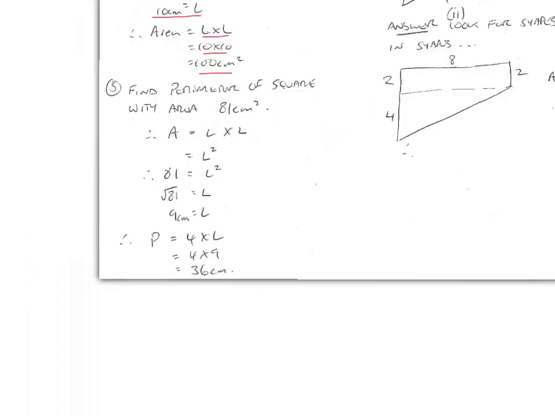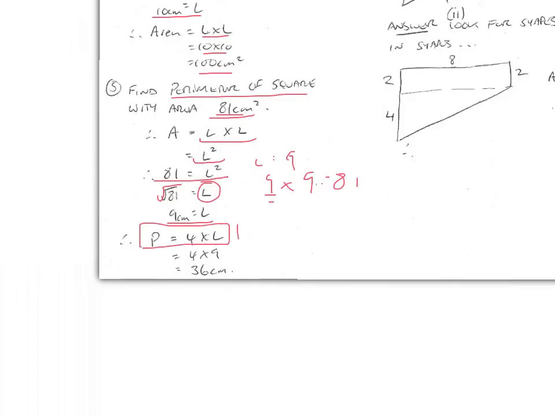And again, find the perimeter of a given square whose area is 81 centimeters squared. Well, the area is given by L times L, or L squared. If 81 is L squared, then L must be equal to the square root of 81, must be 9, i.e. 9 times 9 is equal to 81, so L must be 9. And if L is 9 and the perimeter is 4 times L, then the perimeter must be equal to 36 centimeters.